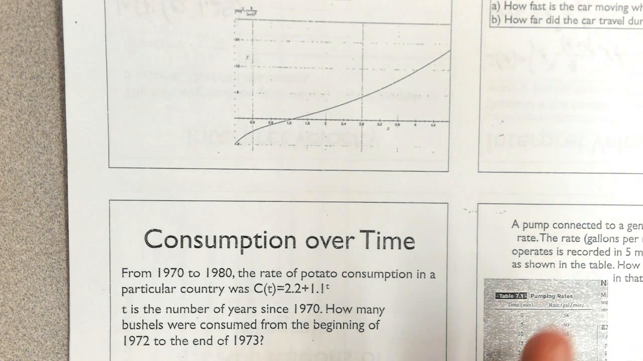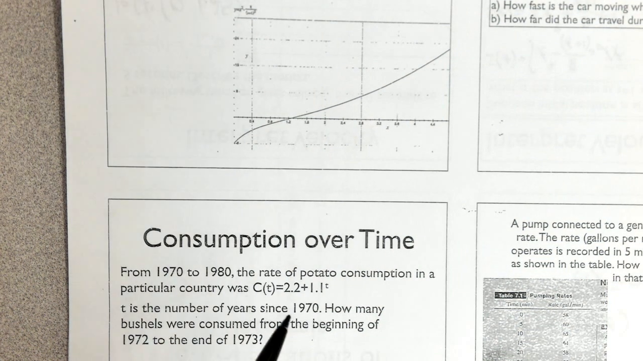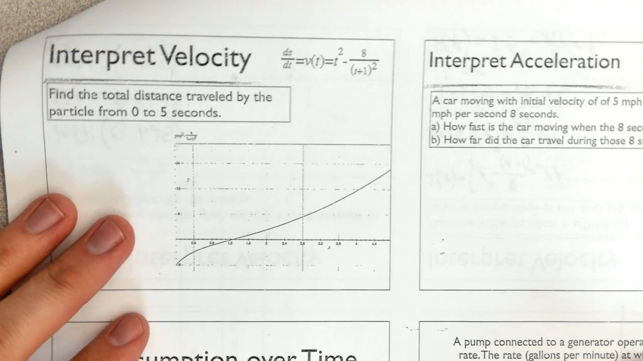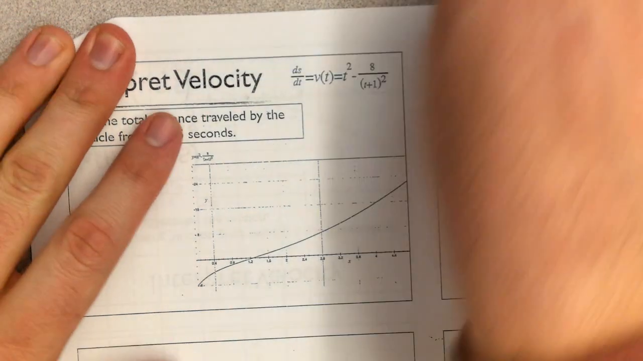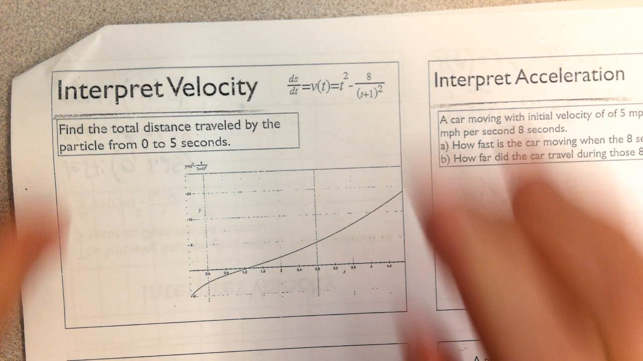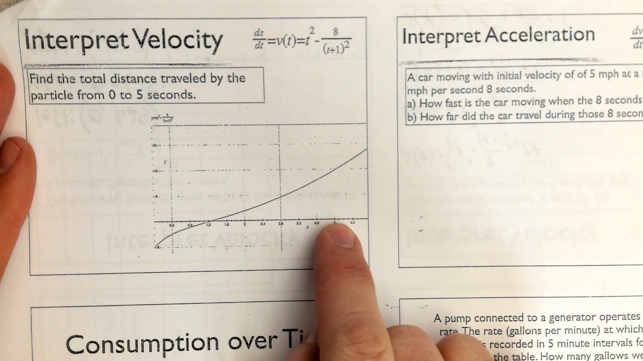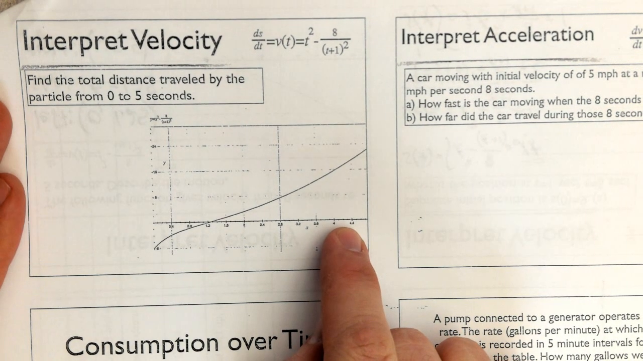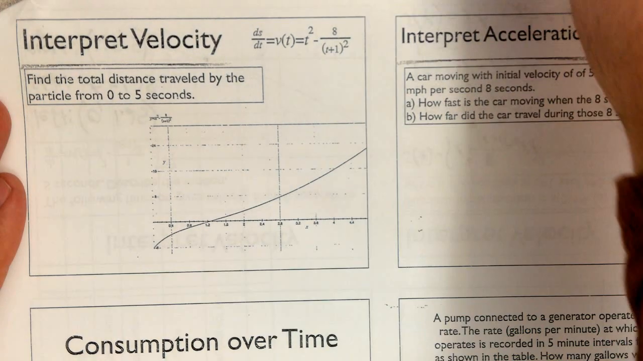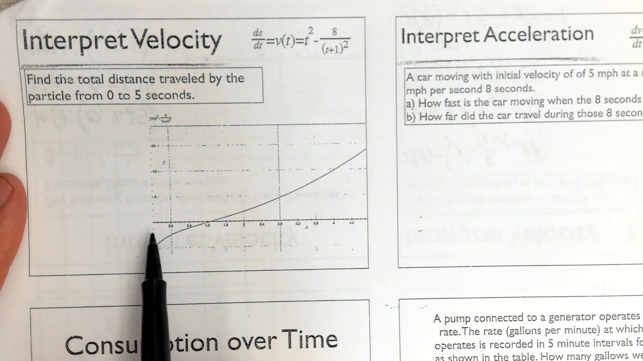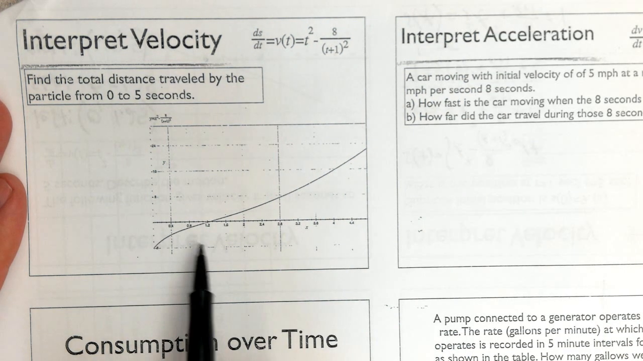Let's talk about interpreting velocity even more. So if we want to find the total distance traveled by a particle, remember we can figure out the net distance traveled by integrating under the velocity curve. All right, so just finding the integral from 0 to 5 would give us the net distance traveled. But if we want the total distance traveled, then what we need to do is find the total area under the curve.